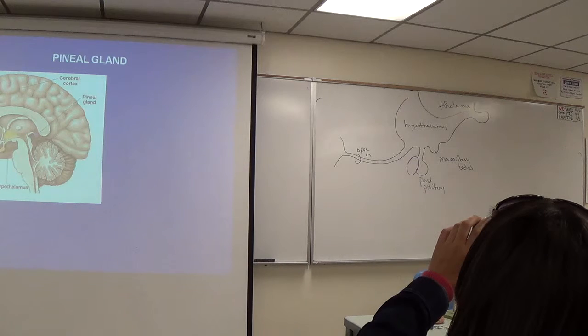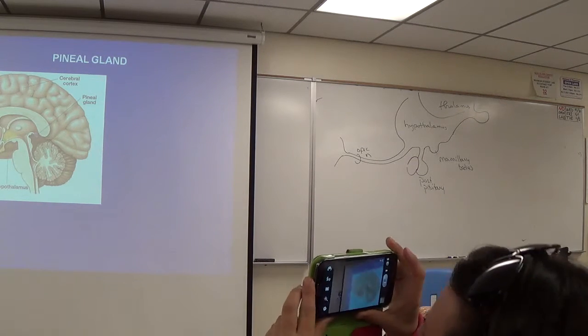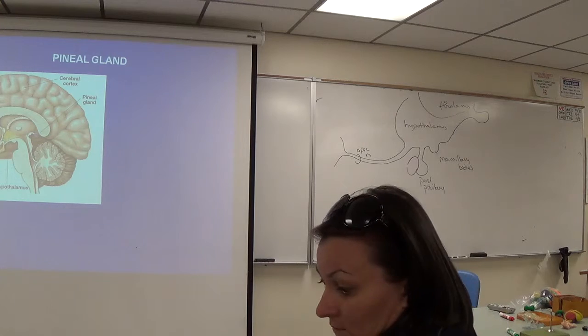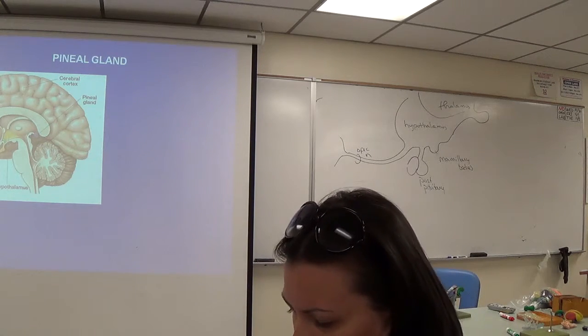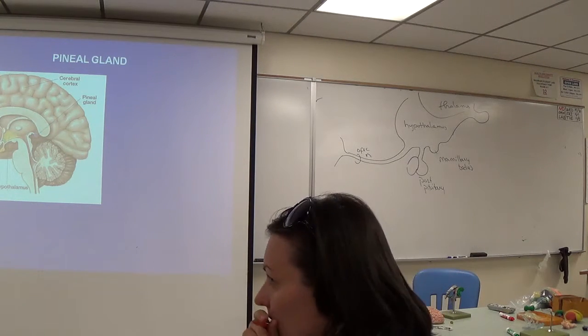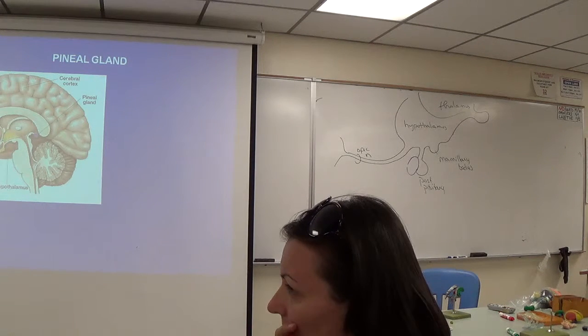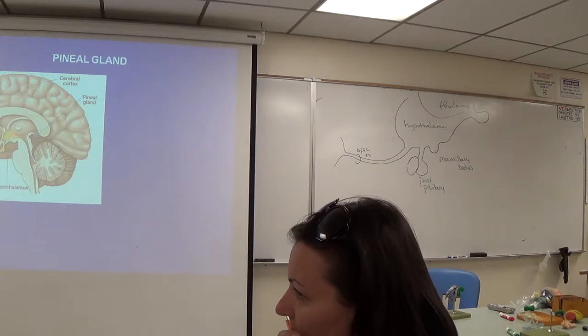Now, some of our models show it in sagittal section, and some don't show it quite as well. So that's the diencephalon. Okay, recognize pituitary, optic nerve, pineal gland, hypothalamus, thalamus, third ventricle, all of those structures as being components of the diencephalon.